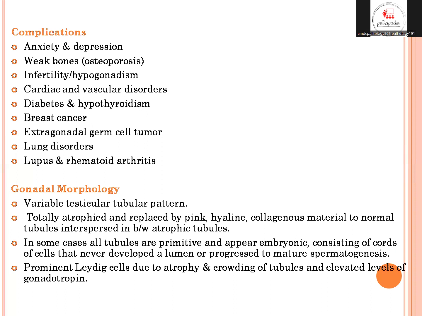On morphology and histopathology at the microscopic level, one can see a variable testicular tubular pattern: tubules totally atrophied and replaced by pink hyaline collagenous material, to normal tubules, with tubules interspersed between atrophic tubules. In some cases, all tubules are primitive and appear embryonic, consisting of cords of cells that never develop a lumen or progress to mature spermatogenesis. Leydig cells are prominent due to atrophy and crowding of tubules and elevated levels of gonadotropin.